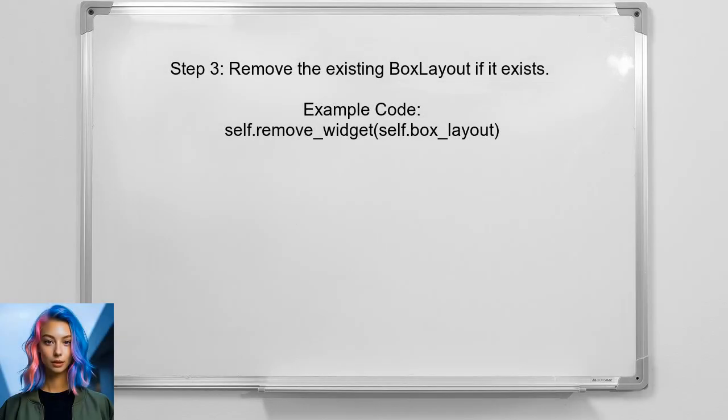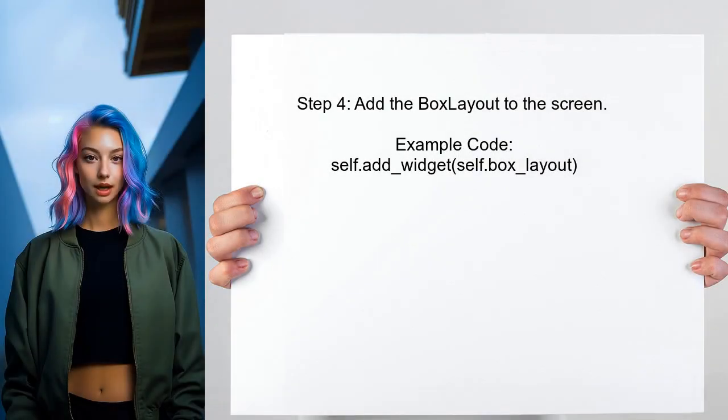If the box layout exists, the user can remove it from the screen. This ensures that only one instance of the layout is present at any time. Finally, the user can add the box layout to the screen. This will display the layout as intended, ensuring that the previous instance has been removed.